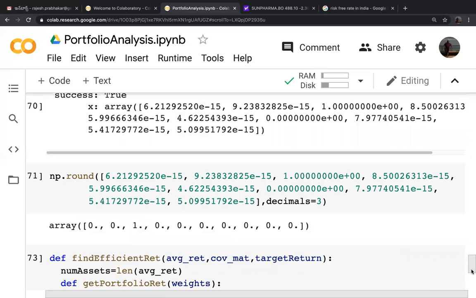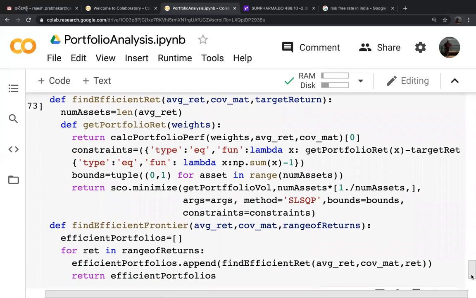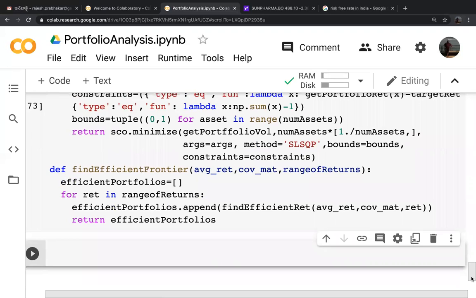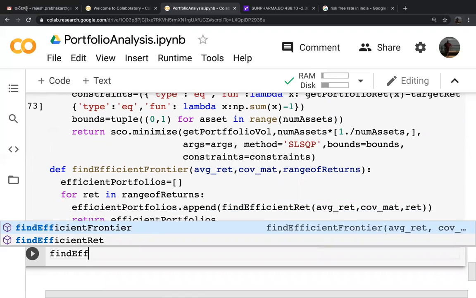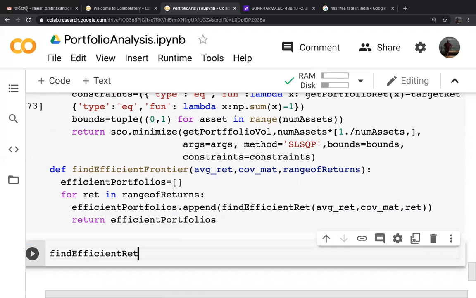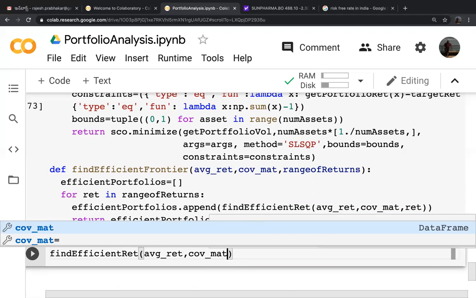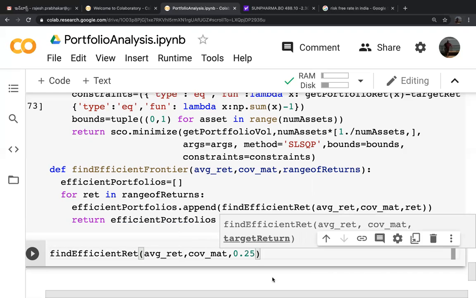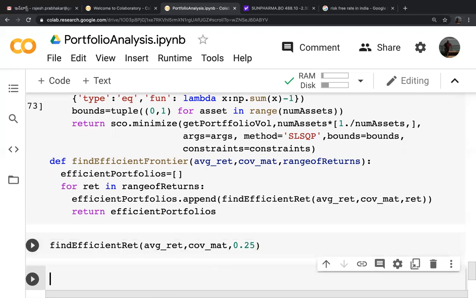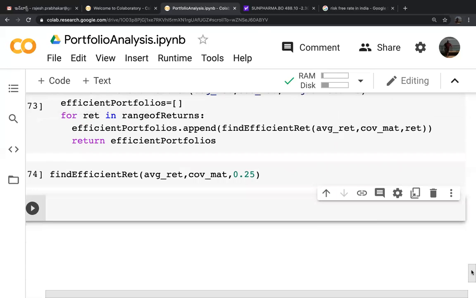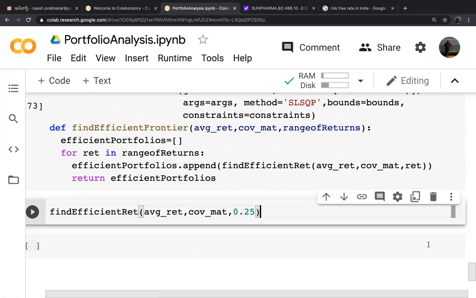Okay, so we have done the efficient portfolio. I know this code is very long; I'll explain it in detail. What it will give us is the target return based find efficient portfolio, find efficient return, average_red, comma, over_max, comma, 0.25. My average return is 0.25. So it gives me the, oh, what happened?